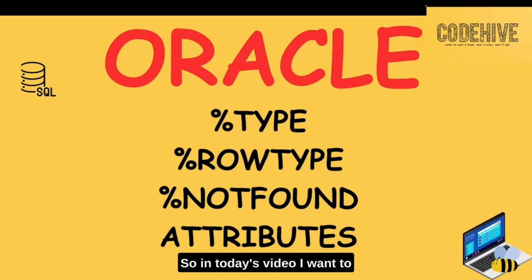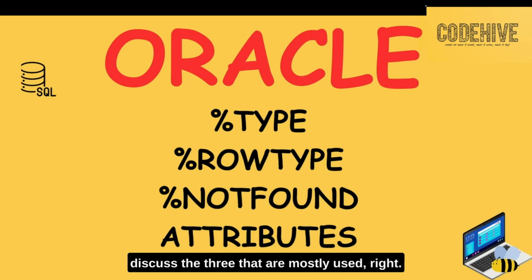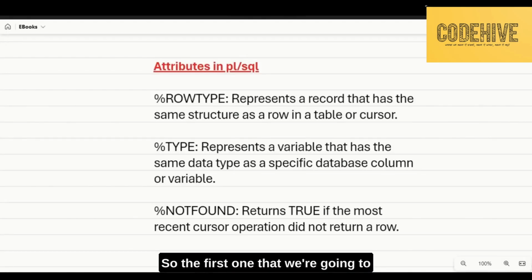So in today's video, I want to discuss the different attributes in PL/SQL. There are a lot of attributes in PL/SQL, but I'm just going to discuss the three that are mostly used. The first one that we're going to look at is the row type attribute. These attributes are represented using a percentage sign and then the keyword. If you're working with row type, you're going to say your percentage sign as well as your keyword, which is the row type. I will be looking at all of these three.